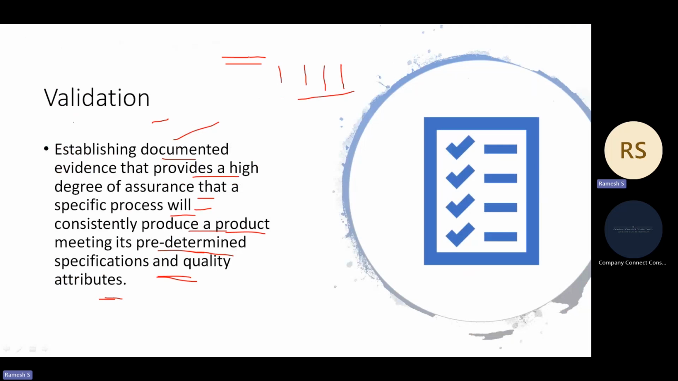And my manufacturing process should produce all the tablets within these predetermined specifications. Then and only then can I say that my manufacturing process is in a validated state. So this is nothing but validation. And our manufacturing process should produce all those tablets consistently, meaning all tablets should be produced within these predetermined specifications. Then and only then can we say that our process is in a validated state.